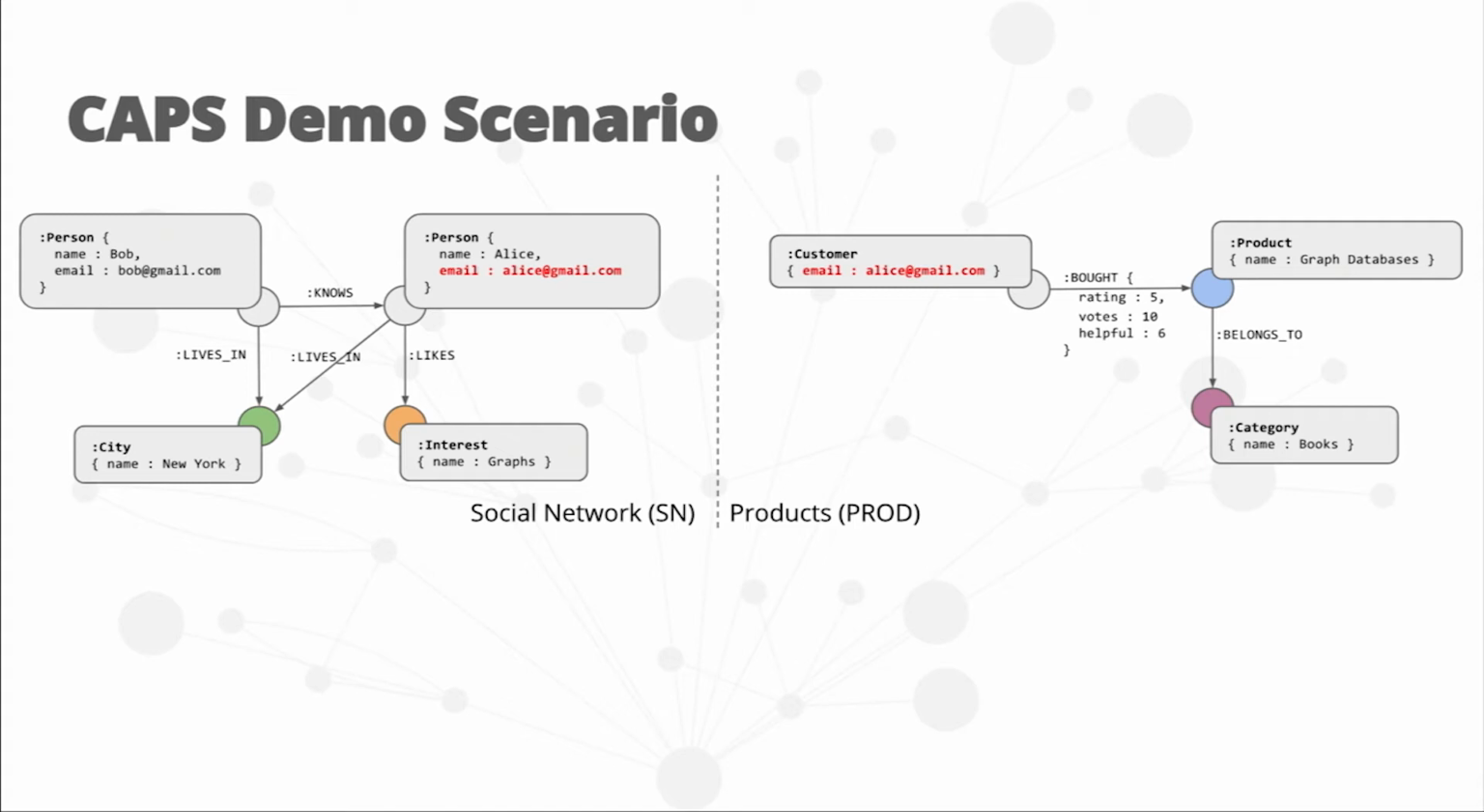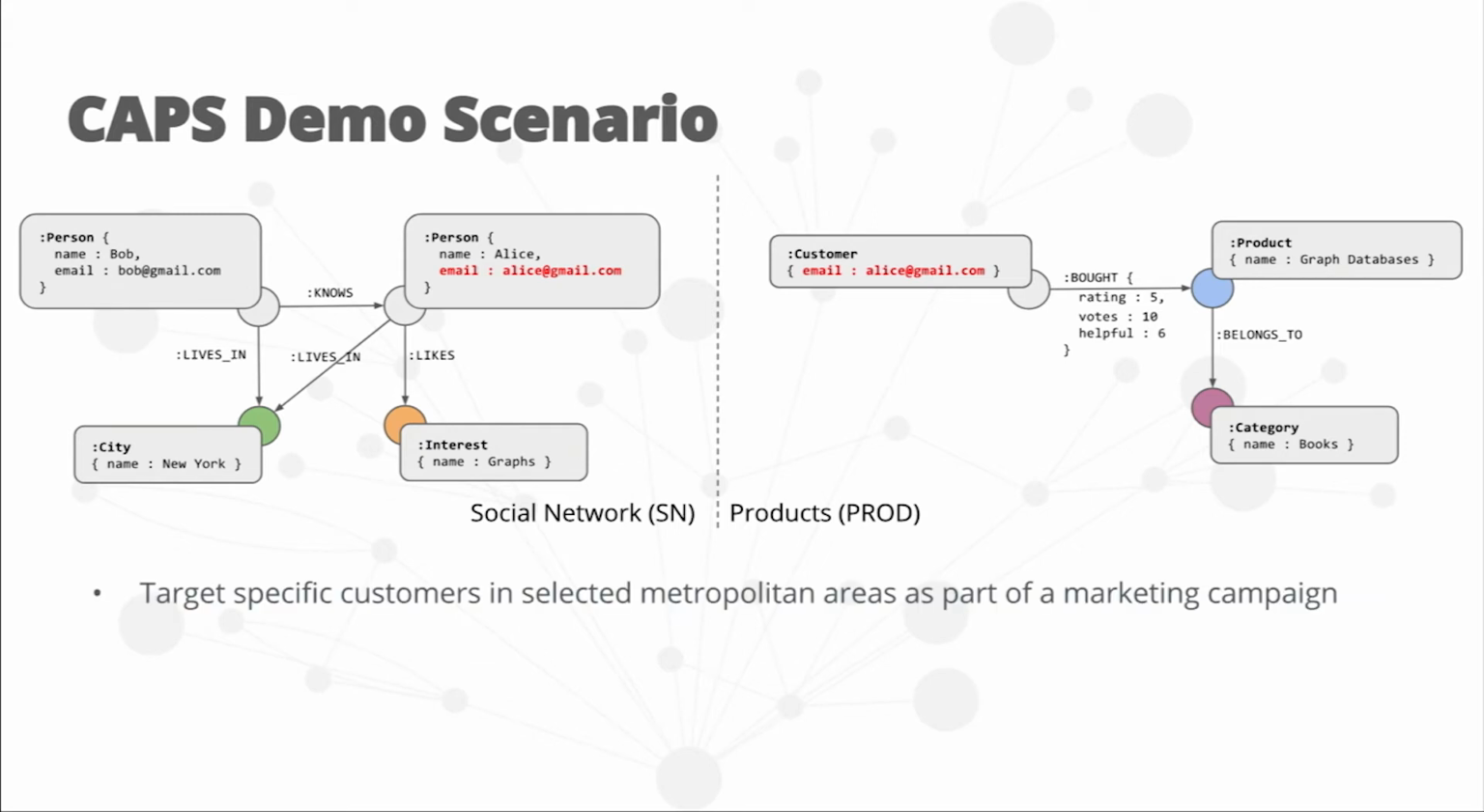So in the product data set, we have customers that buy products and rate them, and those products belong to categories. And on the left side, we have again a social network. Friends know each other, persons know each other, and they live in cities, and they have specific interests. So what we want to do in the demo is show you an example for a marketing campaign. And in this campaign, we want to target specific customers in selected metropolitan areas.